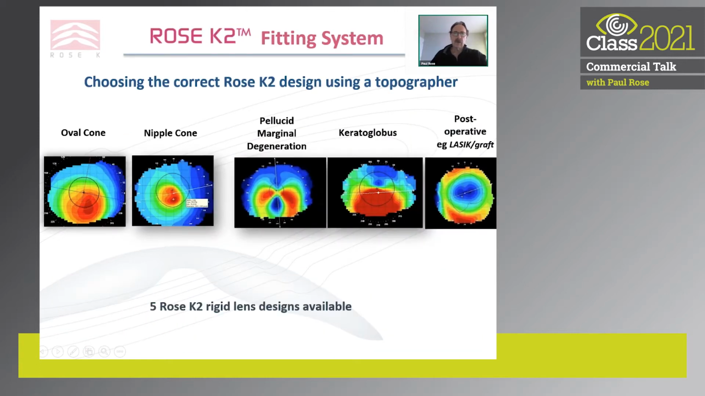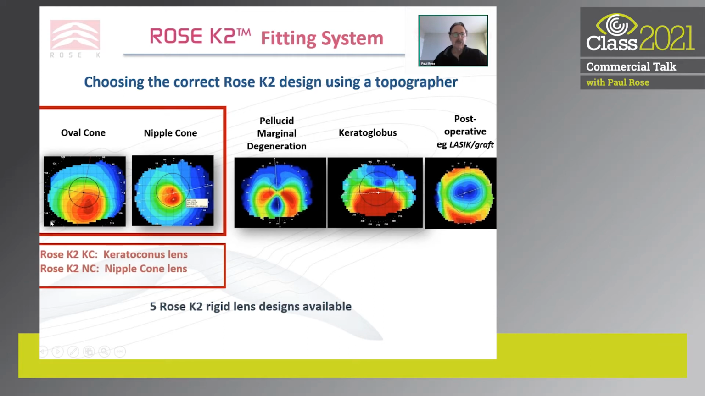Just a reminder to those that use Rose-K designs, there are 5 actual rigid lens designs that are available. For those that use my designs, you'll be aware that for oval cones and nipple cones, your first indicated lens are corneal lenses. I still advocate that over a semi-scleral lens. So either the keratoconus lens for larger cones and the nipple cone lens for smaller cones.